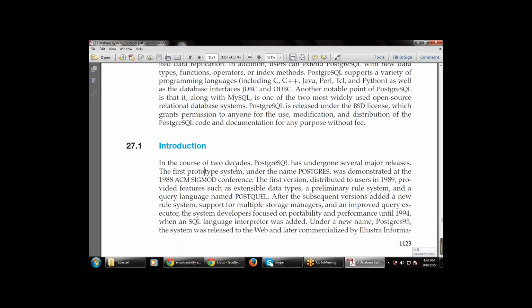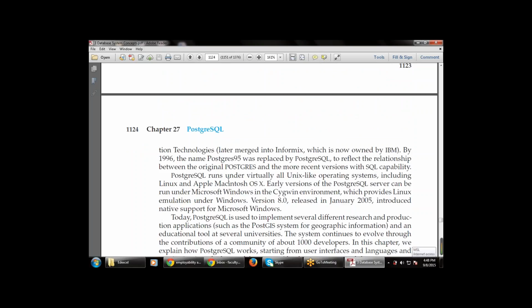Postgres has undergone several major releases, leading to PostgreSQL. The first version was distributed to users in 1989 and provided features such as extensible data types, a preliminary rule system, and a query language. PostgreSQL runs under virtually all Unix-like operating systems, including Linux and the Apple Macintosh operating system.